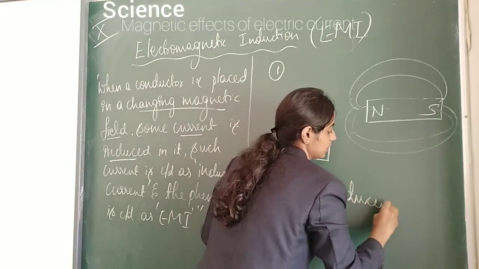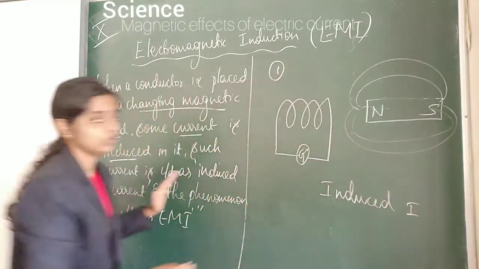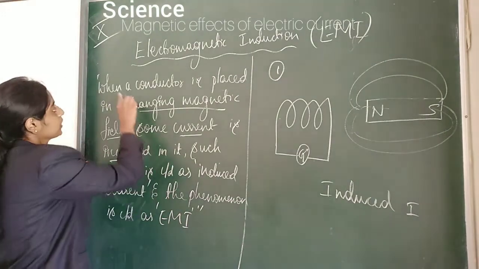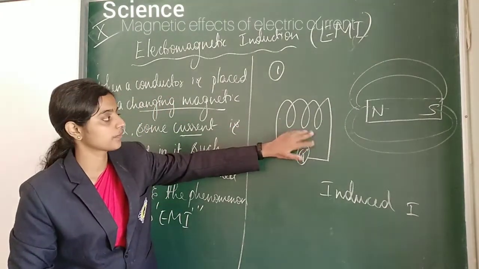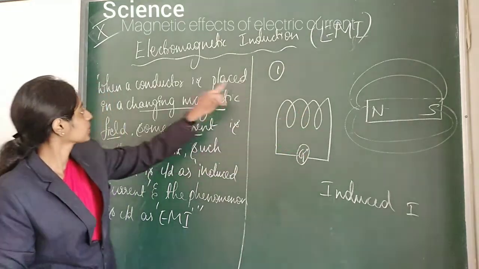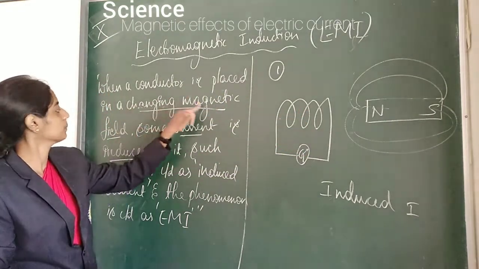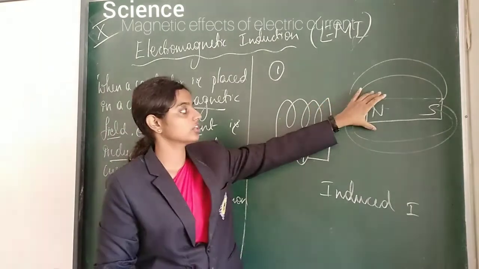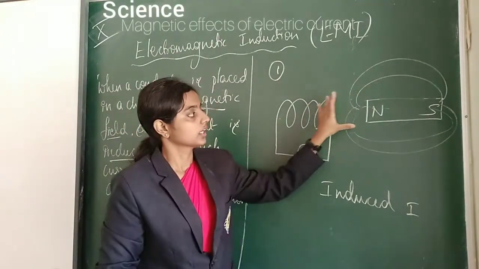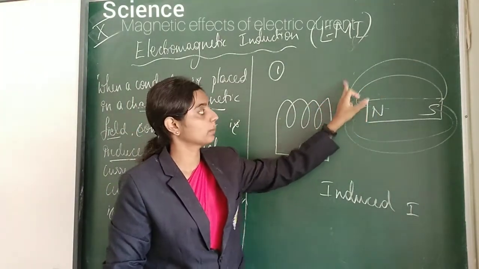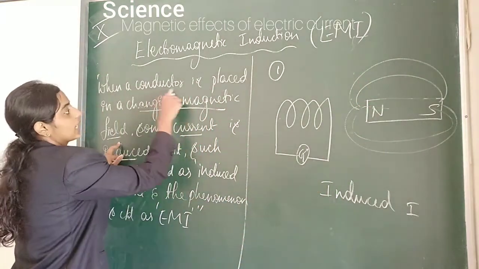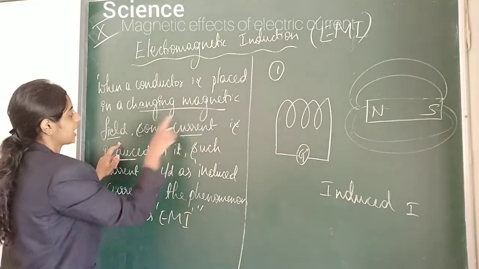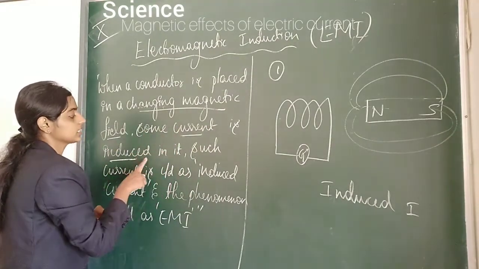Now I hope you understood. So now let us come back to the statement. When a conductor is placed, so here the conductor is placed, this is our coil. The conductor is placed in a changing magnetic field. Here we have a magnet which keeps moving. Whenever it moves, the magnetic field lines will be changing. So when a conductor is placed in a changing magnetic field, some current is induced.